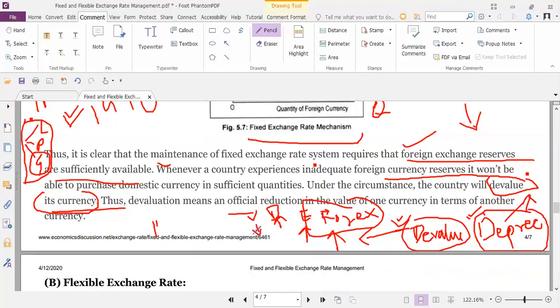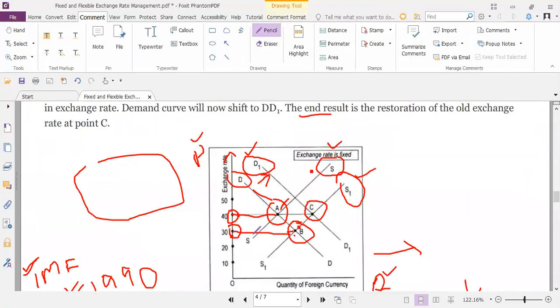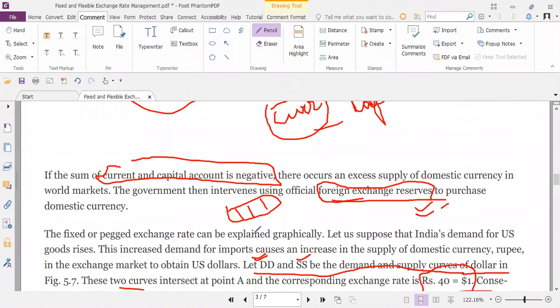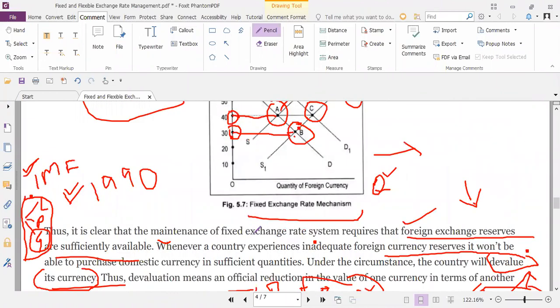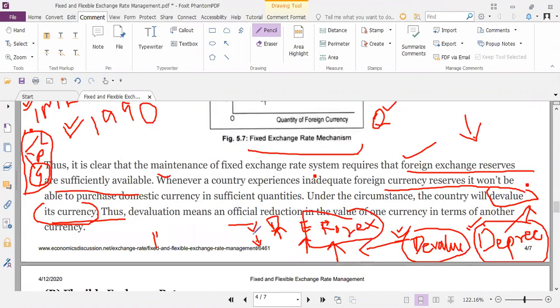Yes, any doubts? So we've discussed this concept of a fixed exchange rate system with a diagram, with a graph. I think we'll discuss the advantages and disadvantages in the next class. Advantages, disadvantages of fixed exchange rate. Any doubts? If you have, you can ask me.